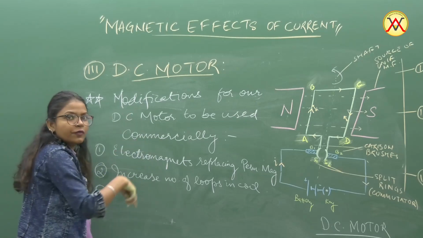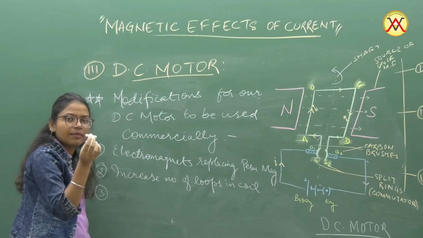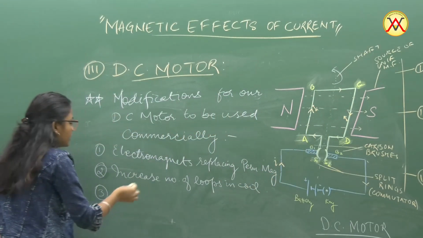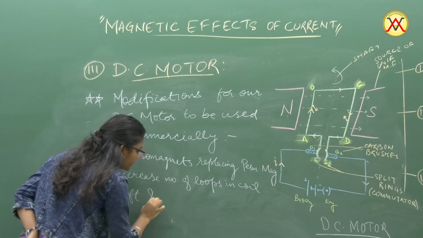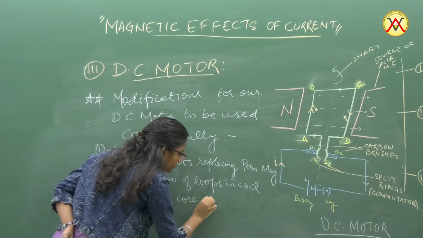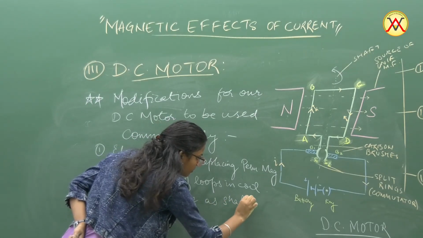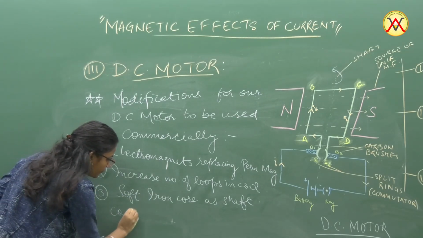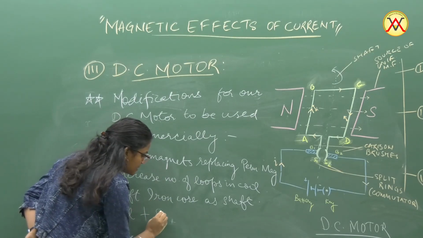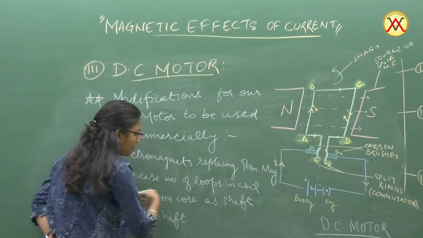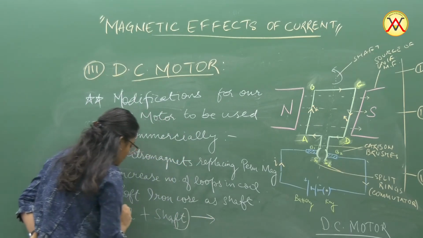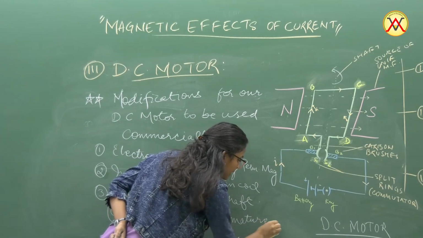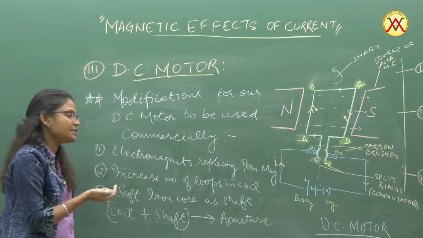Third one, for the shaft part, shaft is nothing but a simple rod on which our coil is being wrapped up. So for the shaft part, we could use a soft iron core. The structure of our coil plus shaft made of soft iron core is known as armature, which ultimately helps in enhancing the efficiency or power of our DC motor.